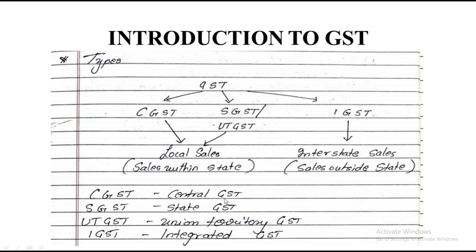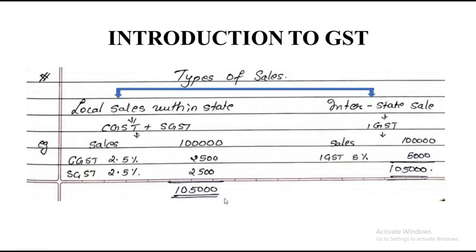Okay, now let us take an example. Under the types of sales, we said local sales and interstate sales. Your sales have been divided into two parts: one is local sale within the state, and one is interstate sales. As we said, if we have local sales, the GST charged will be CGST and SGST, and if you have an interstate sale, then we'll have IGST.